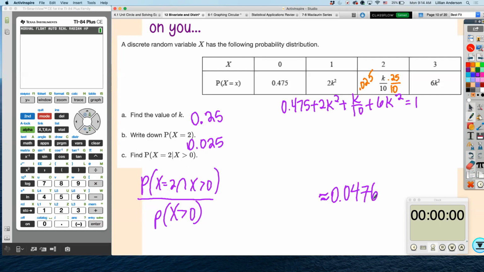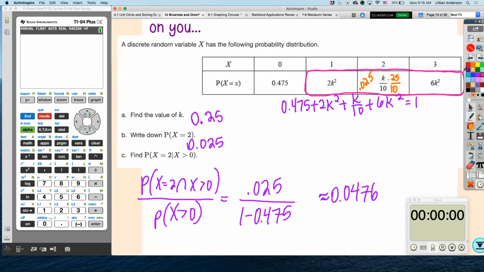And how did you get that? I did .025 over 1 minus .475. Very good. It says the probability that X is greater than 0. Once you find K, all you have to do is plug it in. These are all of your probabilities that are greater than 0. That is your denominator, 1 minus 0.475.